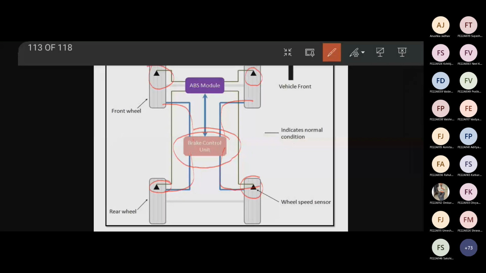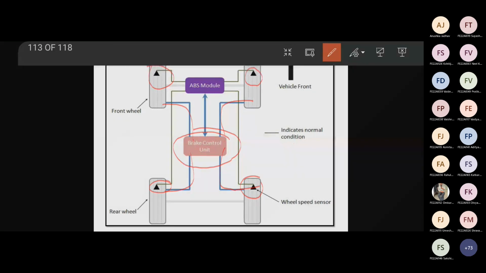When the wheel is locked, the speed of the wheel will be 0. The sensor will sense that the speed is 0 and send a signal to the ABS module. When the speed becomes 0, the ABS module will take this signal, process it, and send an output signal to the brake control unit. Then the brake control unit will release the pressure. Then your wheel will start rotating. As soon as the wheel starts rotating, the brake applies again. Now the driver has to apply the brake just once initially. Okay. After this, your brake control unit and ABS module will work.